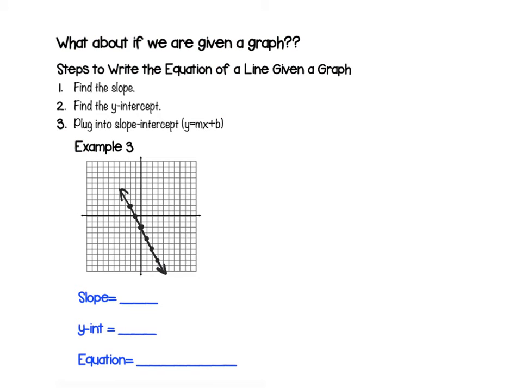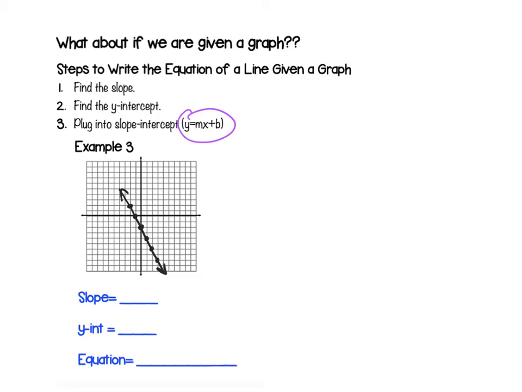All right, so now we're looking at what if we're given a graph, okay? So if we're given a graph, you still need a slope and a point, but actually this is kind of a little bit easier because on the graph, I can immediately find my slope, I can immediately find my y-intercept, which means that I am immediately able to plug into my slope-intercept form.